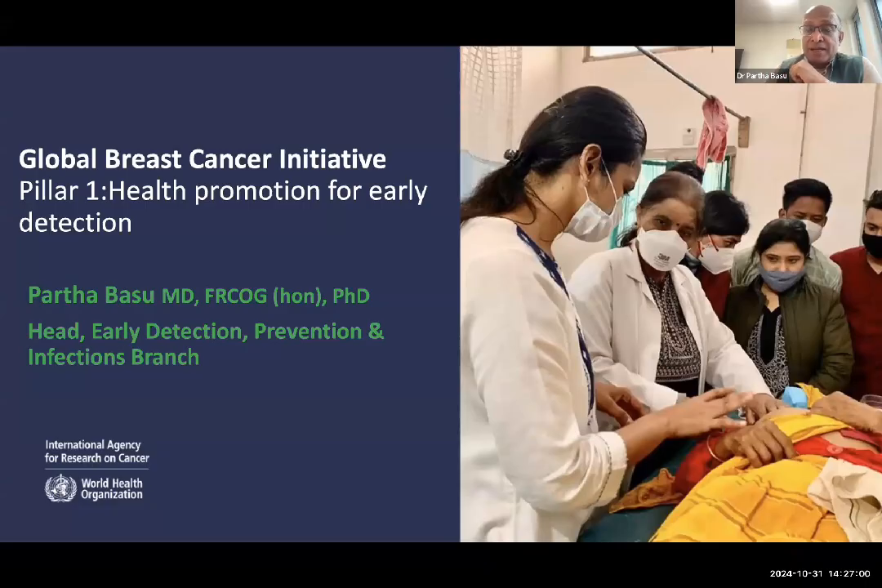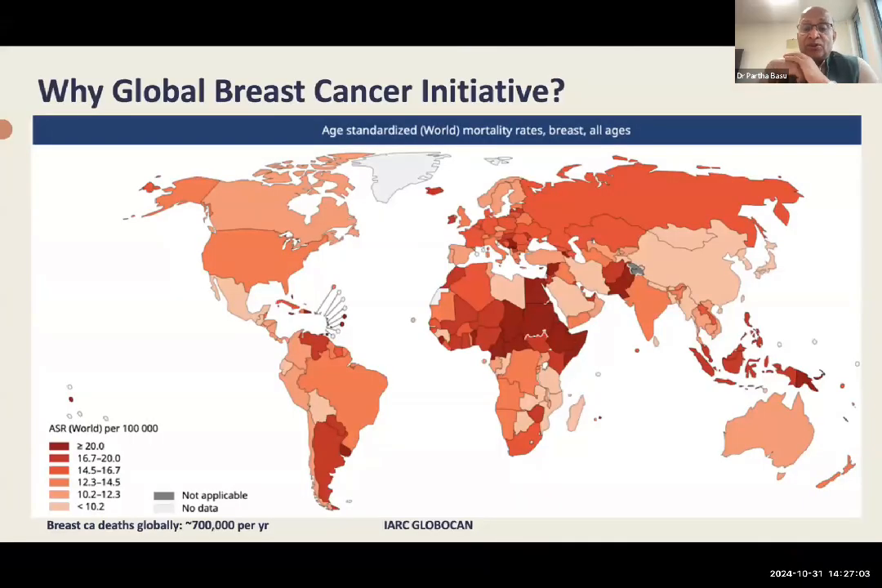Before I explain the targets for the initiative, let me focus on this map again that Valerian has already explained to you. This is a uniqueness of breast cancer. If we look at the global north, the North American countries, the European countries, they have very high incidence of breast cancer as compared to the global south, the Latin American countries, the sub-Saharan African countries, South Asian countries. But when it comes to mortality, the mortality is much, much higher in the global south.